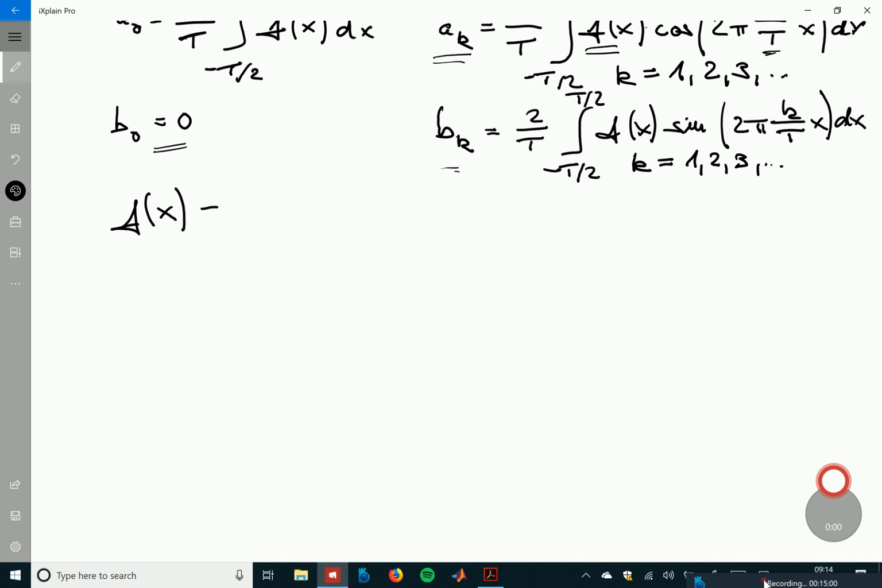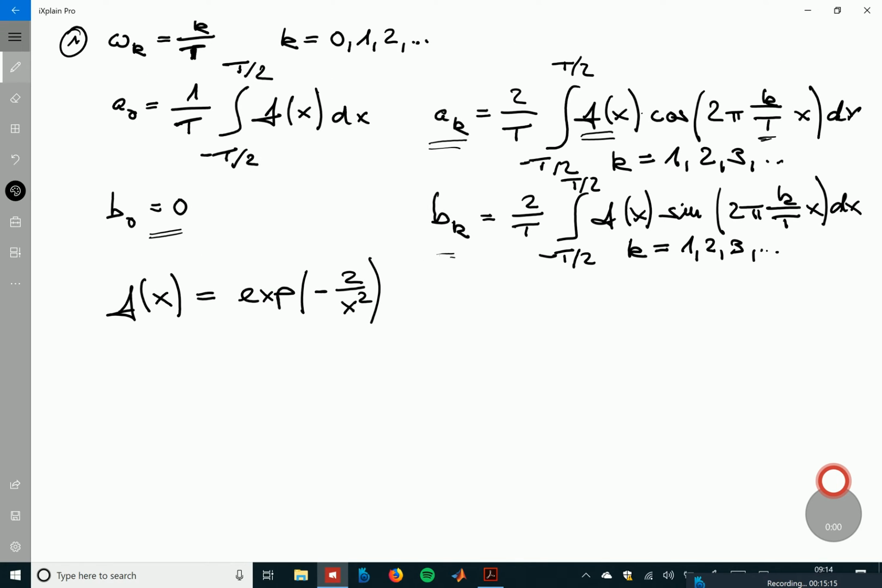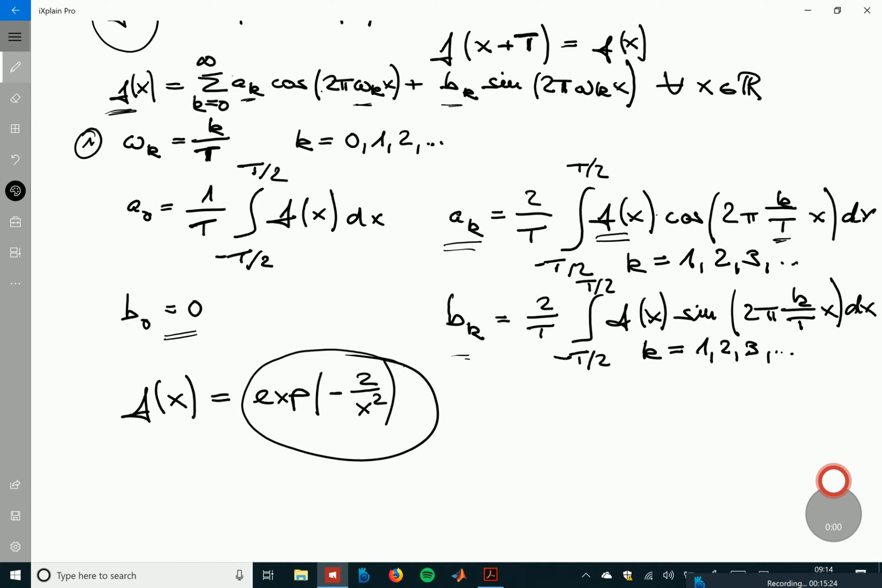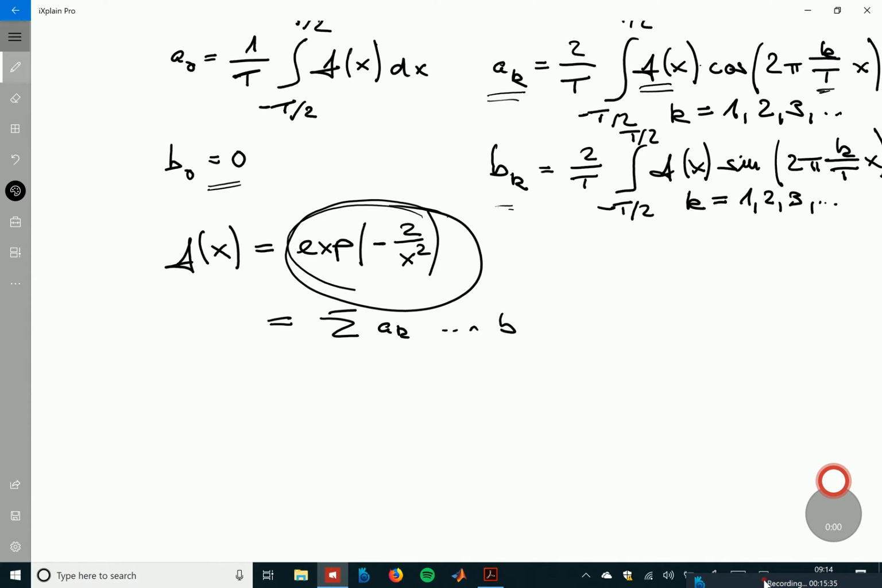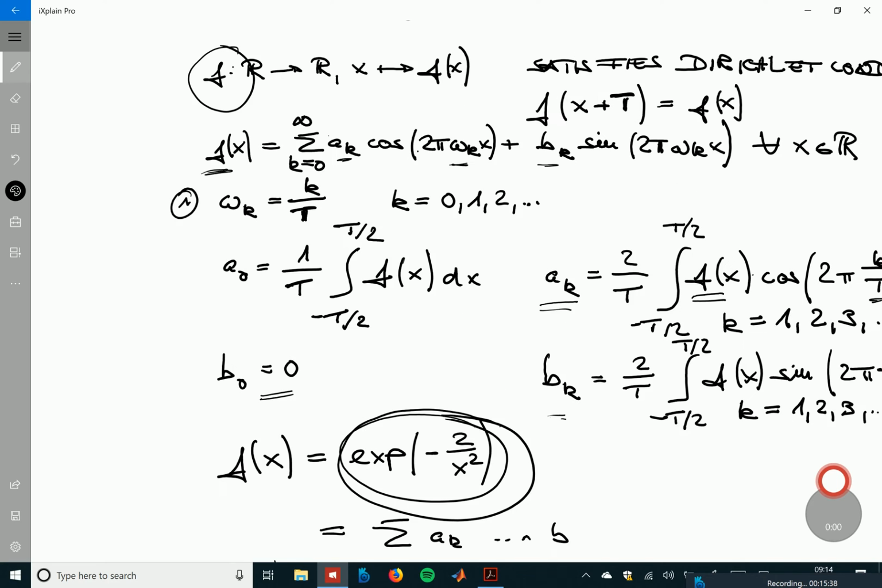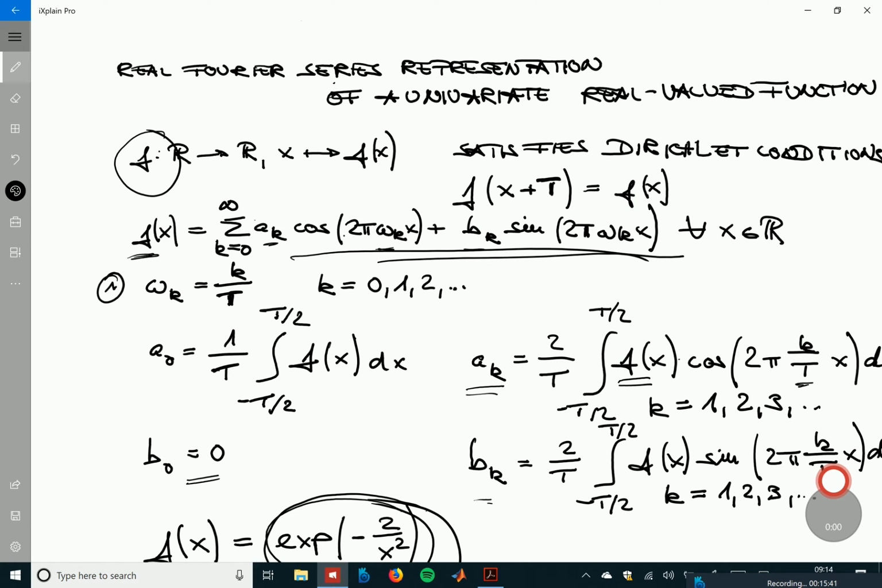So wait a second. Let's say, believe me without checking it, that for some weird reason this function here is periodic. No, it's not periodic, but believe me that this is periodic, and we could do that. Then I'm telling you the function is exponential of minus 2 divided by x squared, and you now have these formulas to compute this Fourier series representation of it, so that you express all of these values with cosine and sine, in that generalized form.